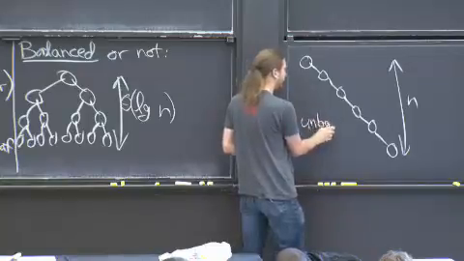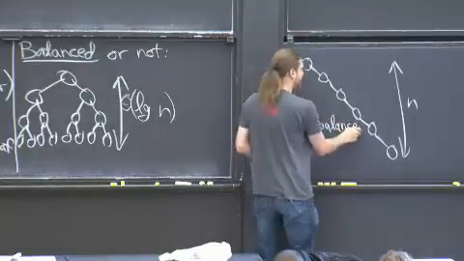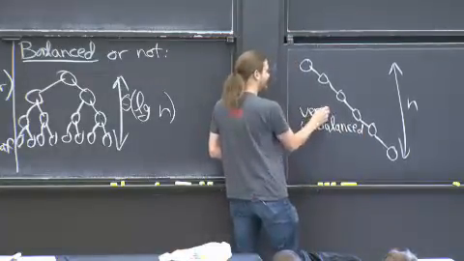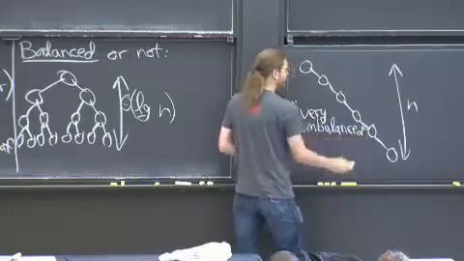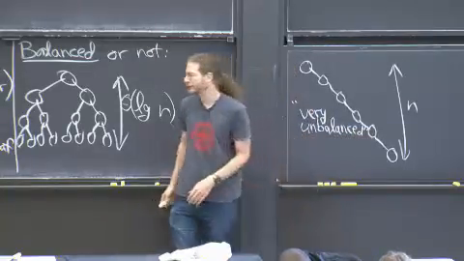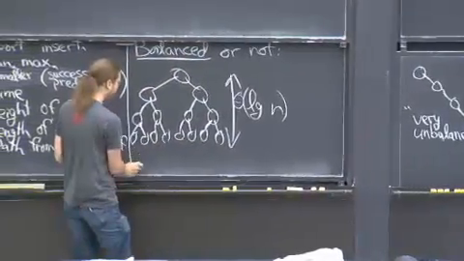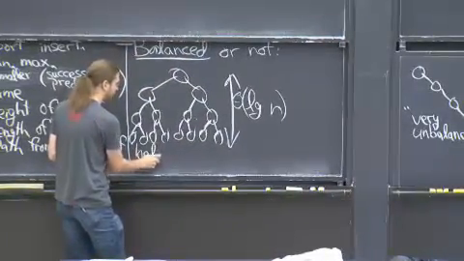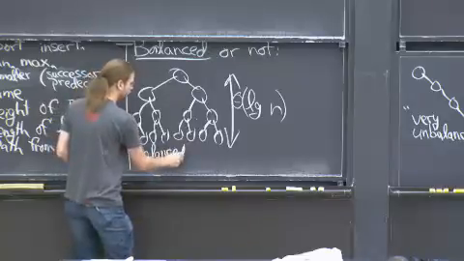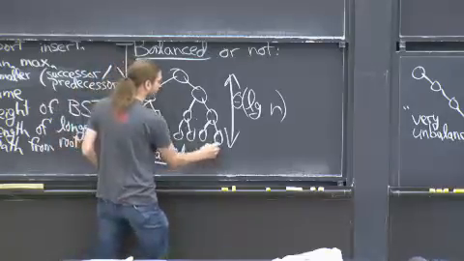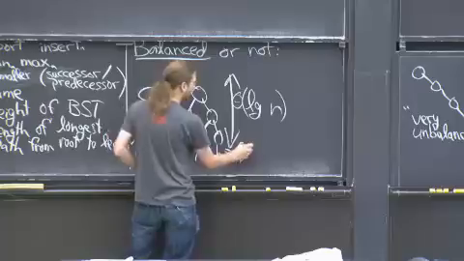I'll put very. It's not a very formal term, but that's like the worst case for BSTs. This is good. This does have a formal definition. We call a tree balanced if the height is order log n.